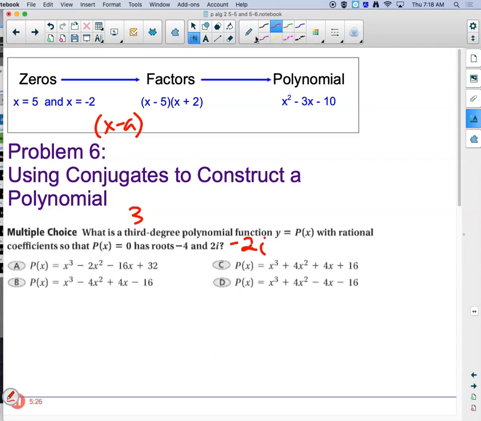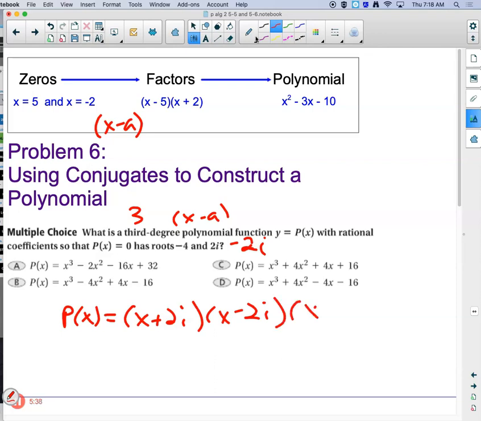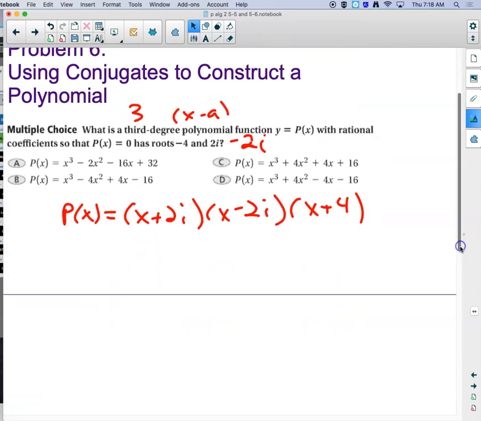So this is where we go back and put all of these in that little x minus a format. So that will be x plus 2i, x minus 2i, and x plus 4, because remember, everything with x looks the opposite. So that's a 0 of -4. And then we need to multiply this out. We've done this before, so hopefully this is feeling like a lot of review for you here.